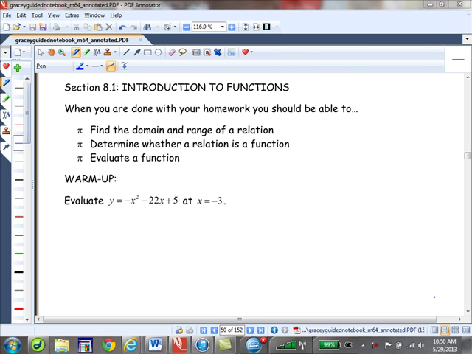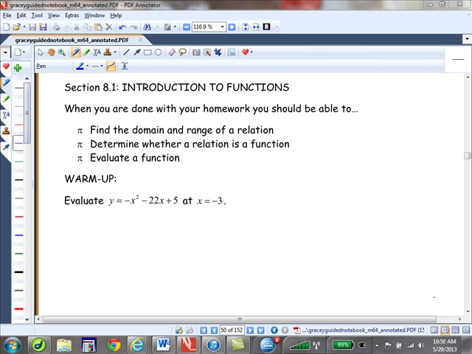My name is Professor Shannon Gracie, and today we'll be covering Introduction to Functions. We are using the Blitzer Introductory and Intermediate Algebra text for college students, and here we go. We will be learning how to find the domain and range of a relation and determining whether a relation is a function as well as evaluating a function today.